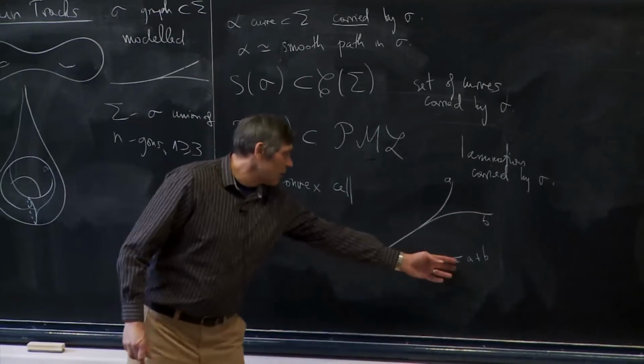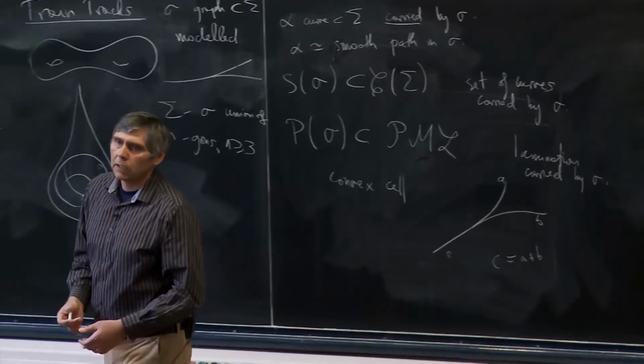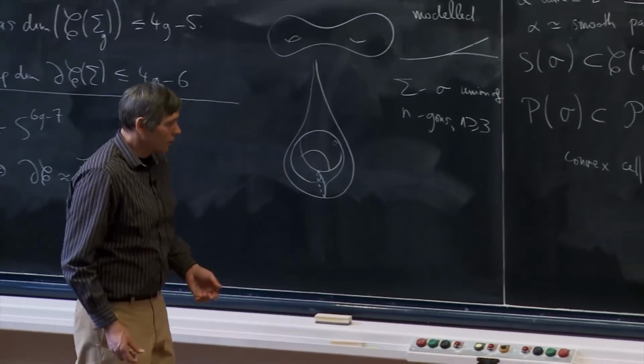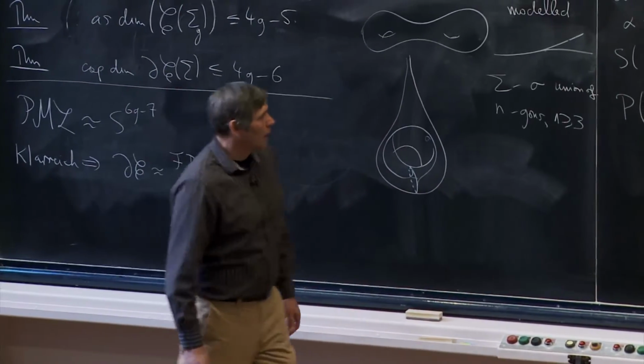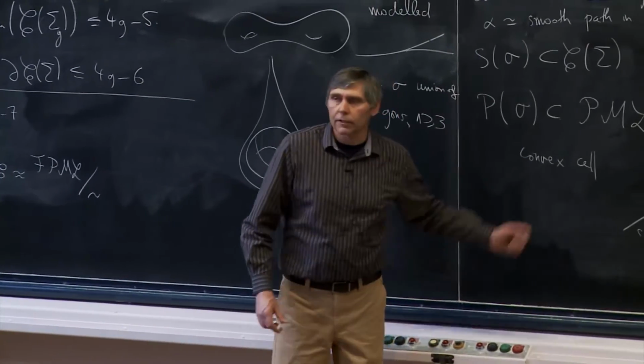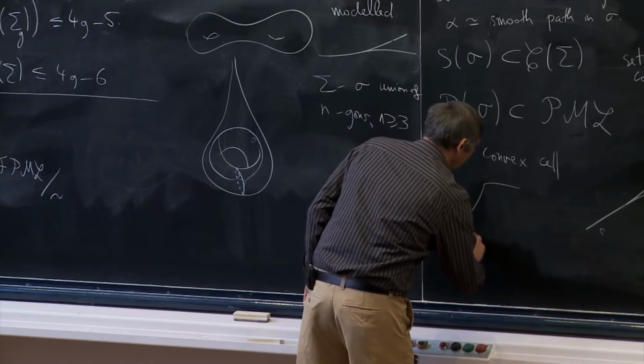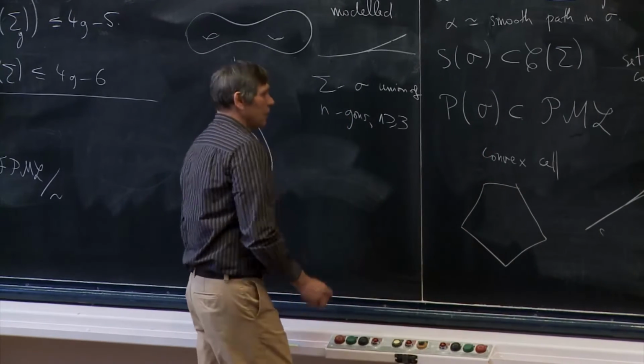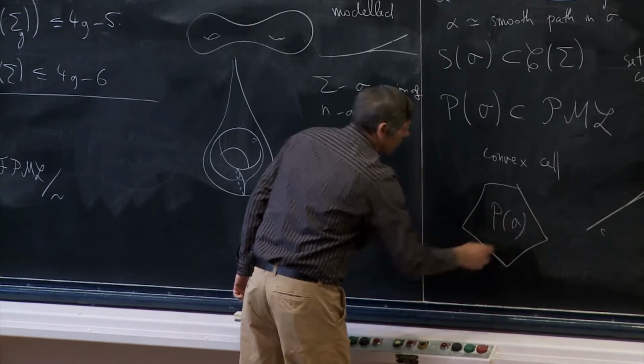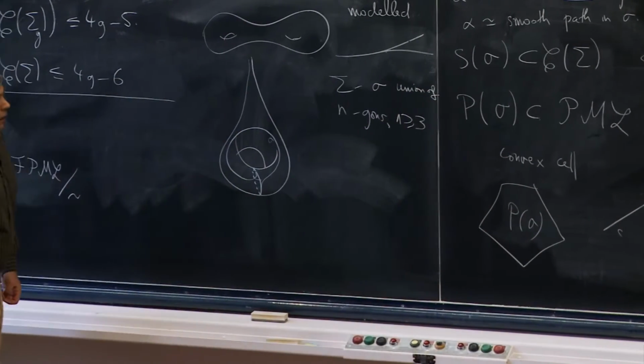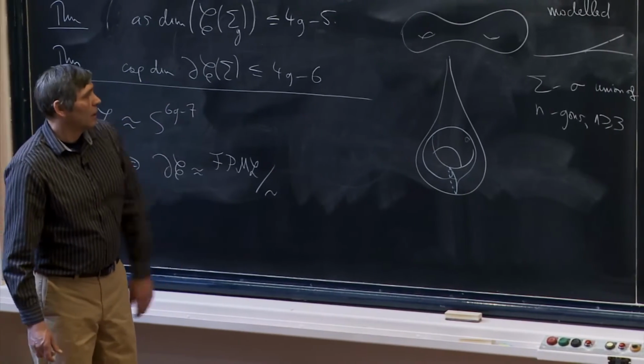Equations like this, with inequalities saying they have to be non-negative, define a certain cone. And then the projectivization of the cone is this convex cell. Okay, so that's P of sigma. It's a very nice cell that sits in the boundary, in the sphere in PML.